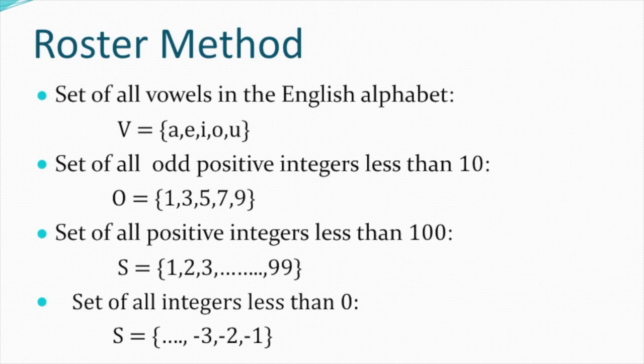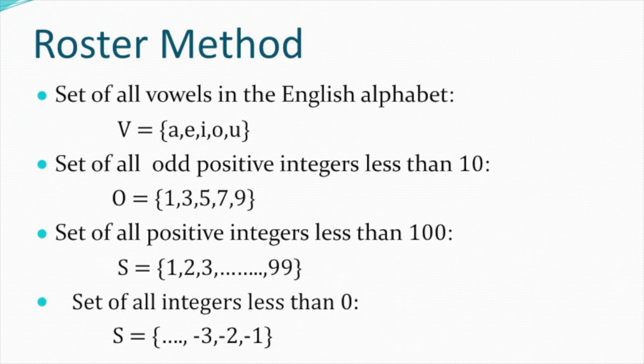Now, an example of sets: let's say the set of vowels in English. V, capital V, equals A, E, I, O, and U. Now, the set of all positive integers less than 10. Here I define the relationship between the numbers less than 10.